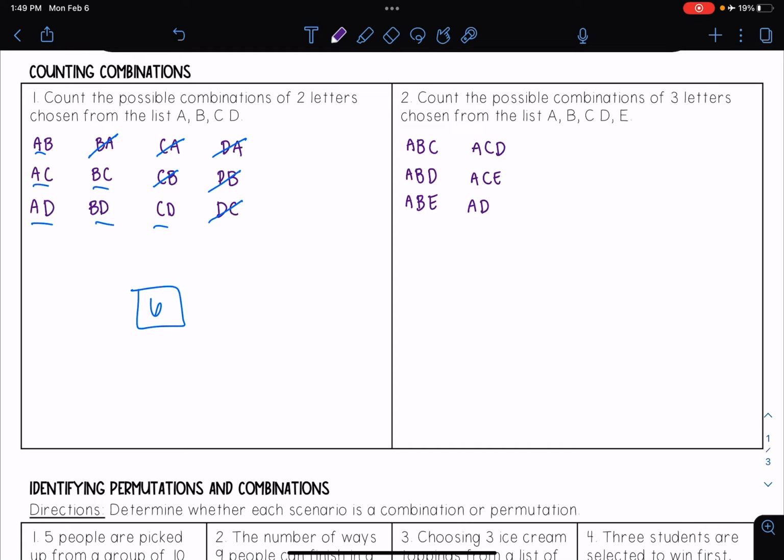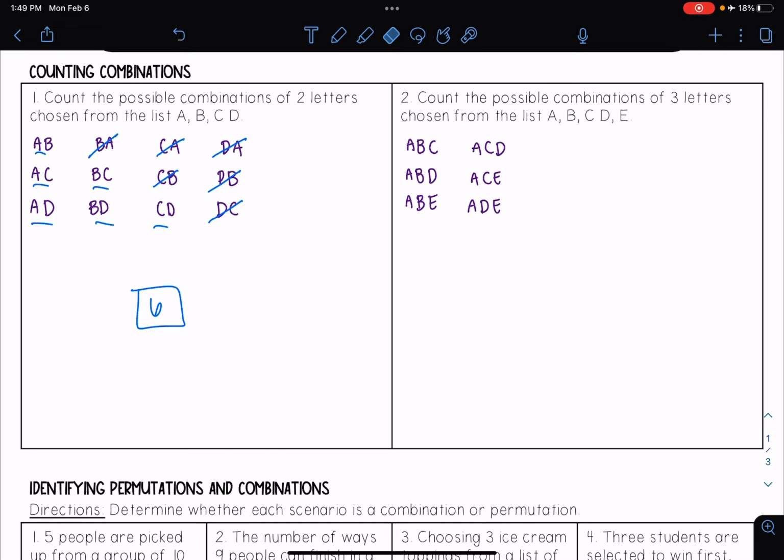ADB, I already have ABD, so I'm not going to write that one down. ADC, I already have ACD, so I'm not going to write that down, but I could have ADE. And then if I allow E to be the second letter, I already have the other options of AEB, AEC, and ADE. So I'm done there. So I have 6 possible ones so far.